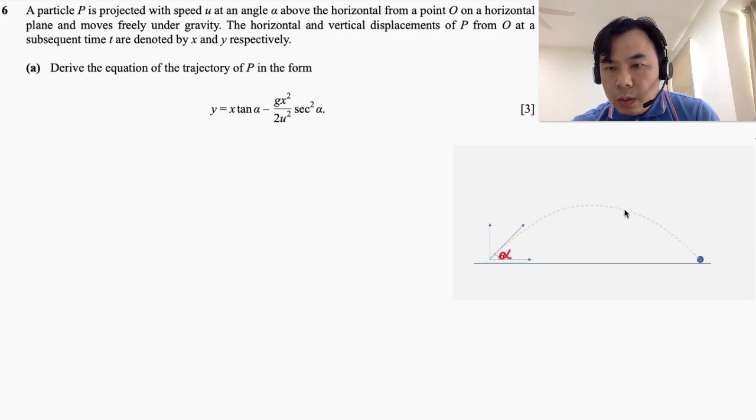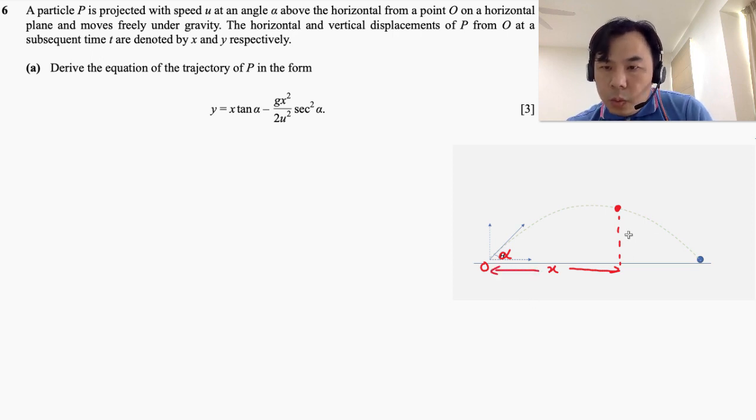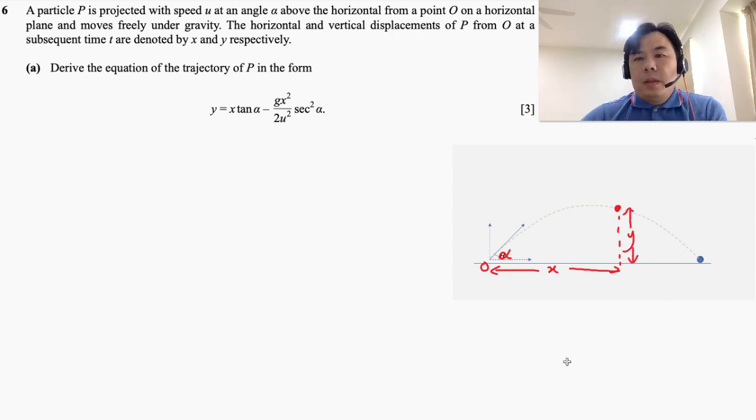Generally, when the object is somewhere in mid-air, it has a horizontal displacement with respect to O, which we label as X, and its vertical displacement is labeled as Y here. All right, so this is how it looks. I hope that is clear at this point.